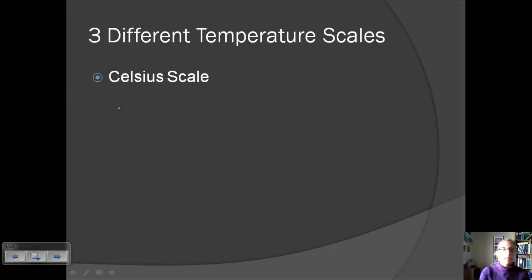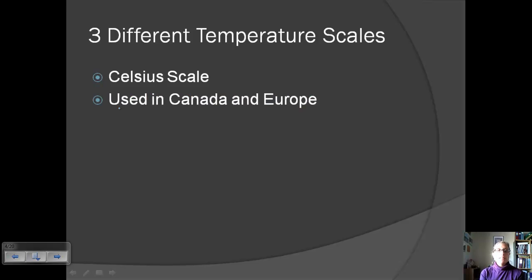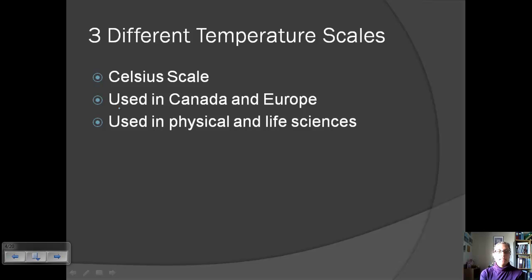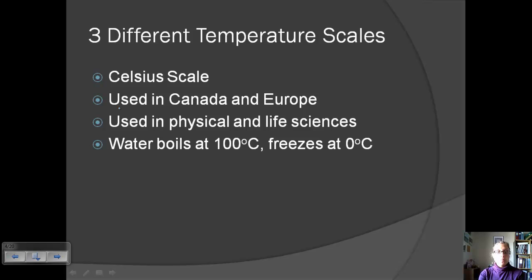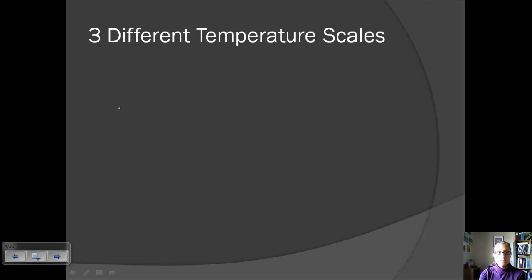The next temperature scale is the Celsius scale. This is used in Canada and Europe, and it's used mainly in physical and life sciences. In degrees Celsius, water boils at 100 and freezes at 0.